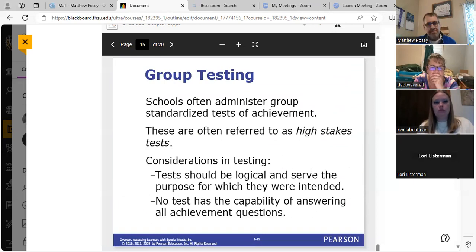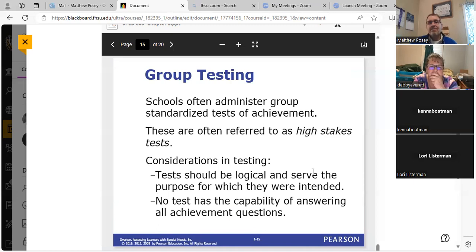Okay, group testing. When we're doing norm-referenced testing, a lot of times, especially for the purpose of qualifying for special services, we don't ever do it in a group. It's always one-on-one with the evaluator. But there are standardized tests that are given in groups. We often refer to those as high stakes, right? State testing. You guys are all getting ready to do that right now, or just right in the middle of it. Those are standardized tests.